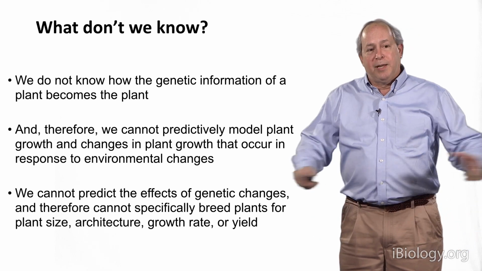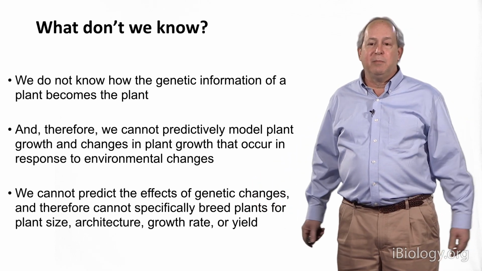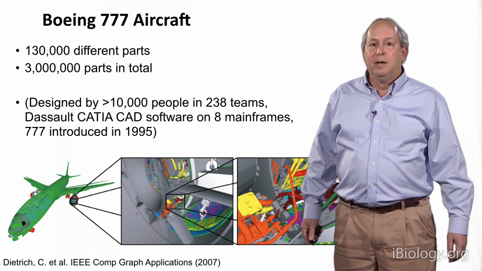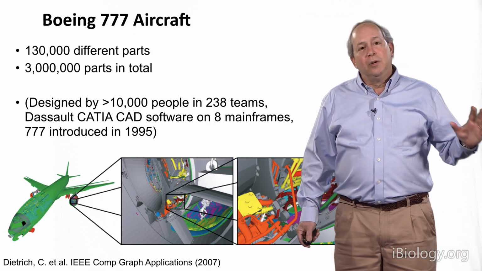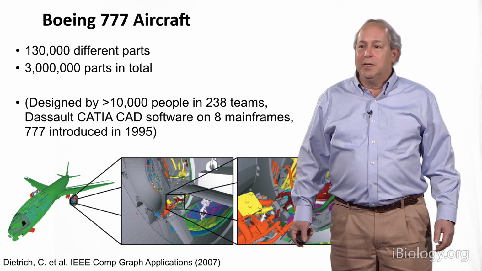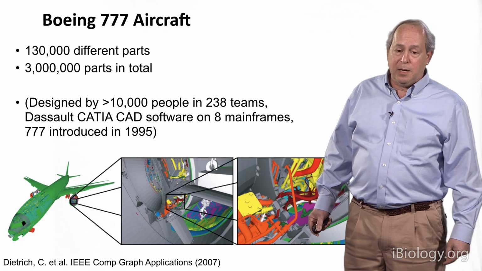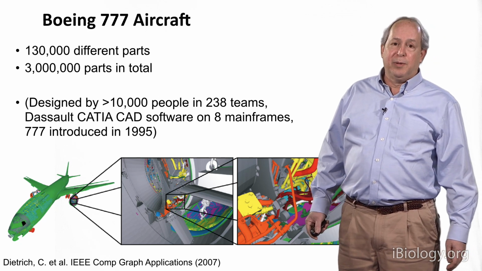We can only plant plants and look at random for ones that seem better, which is a laborious and very time-consuming process. Let's make an analogy to a product of human industry that gives us a direction that we might be able to begin taking to better understand how plants grow.